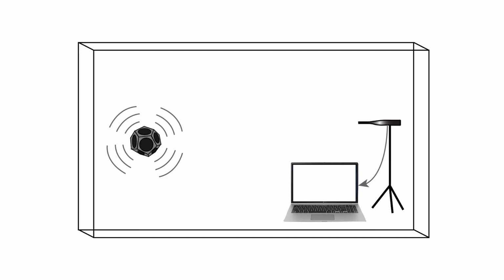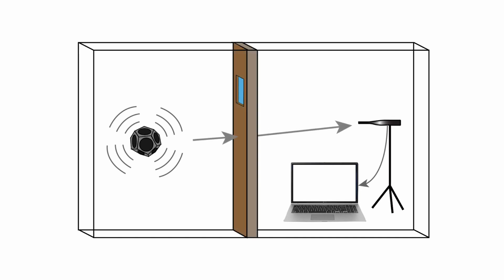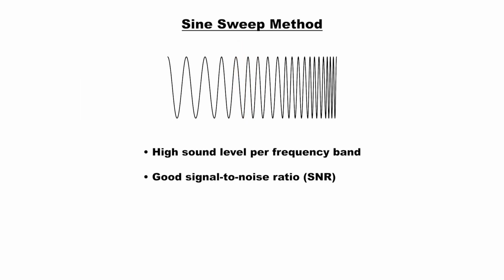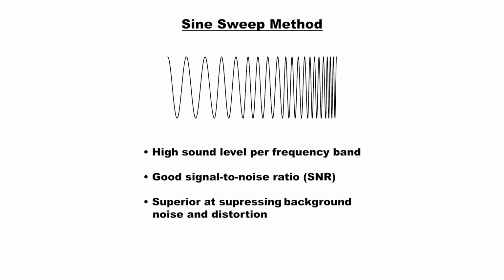The same goes for measurements of acoustics between rooms, through walls or windows. In modern acoustic measurements, you can use the sine sweep method. The sine sweep method makes the speaker have a high sound level per frequency band, giving a good signal-to-noise ratio, and it is generally superior at suppressing background noise and distortion.